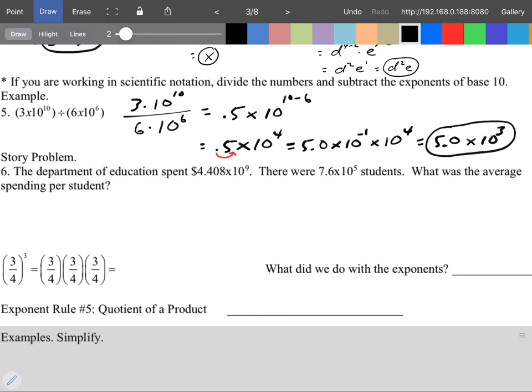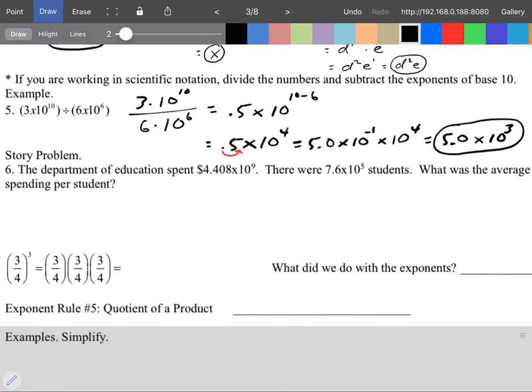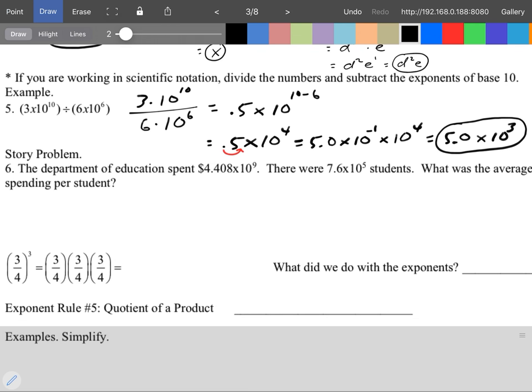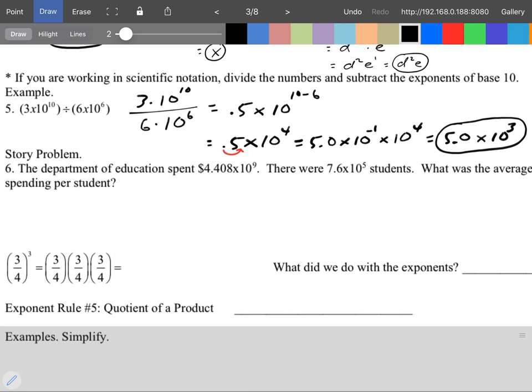All right? We got to do the same thing on the next example. So they give us a word problem here. On this one, they want us to, let's see, the education department spends this much money on this many students. So they just want to know how much did they spend per student, for each student. So we're just going to divide.